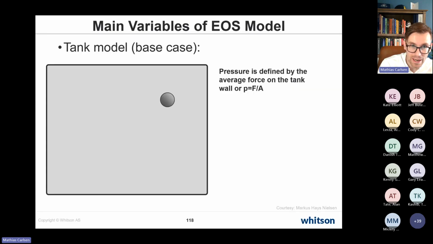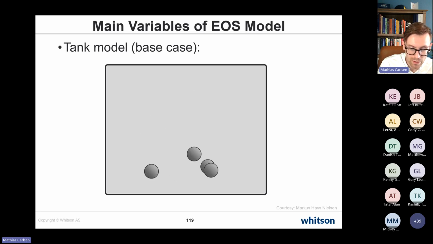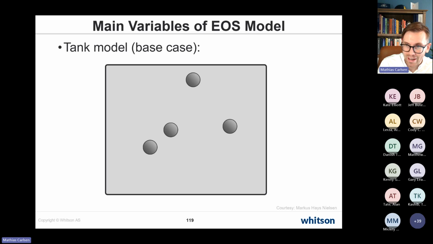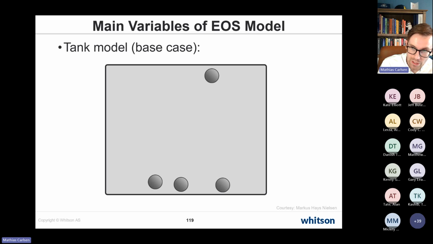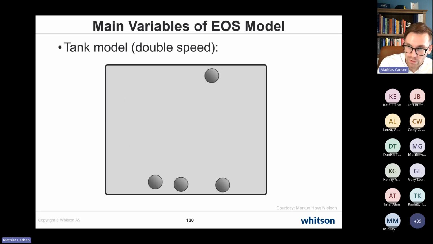If you think about a tank model where a particle exerts a force on the tank wall, you can take that force and divide it by area. That's the definition of pressure. If you have a bunch of these molecules flowing around in the tank, there will be a base pressure on the tank. If we increase the temperature, or if we double the speed of these particles, you will hit the tank wall more often. Pressure is increasing as temperature is increasing.